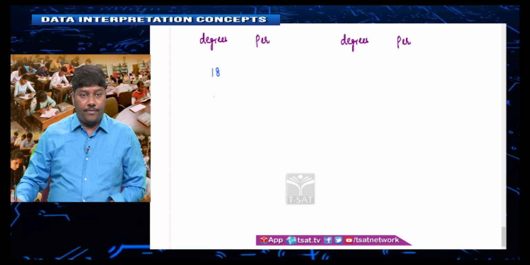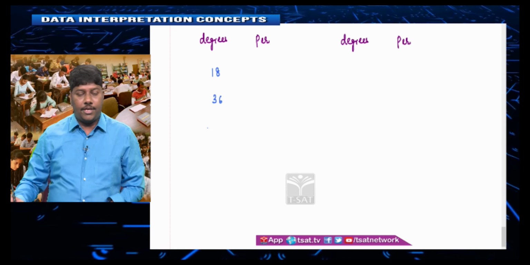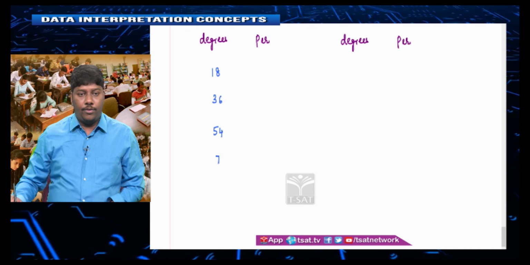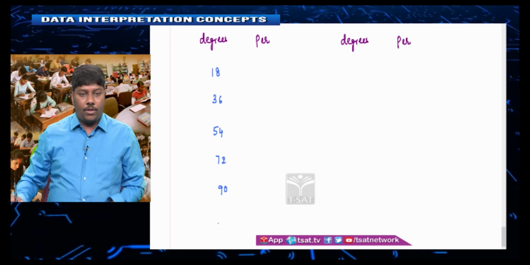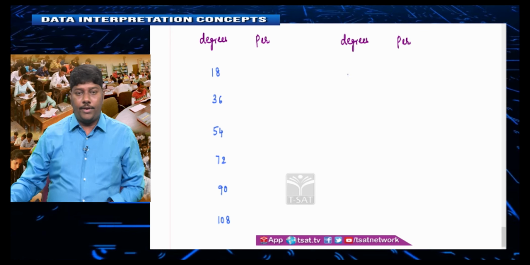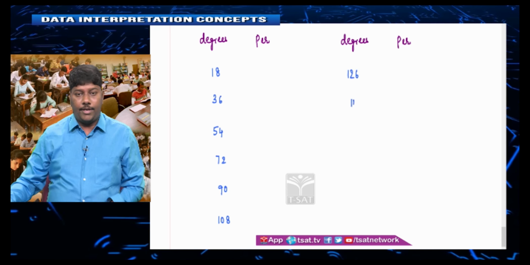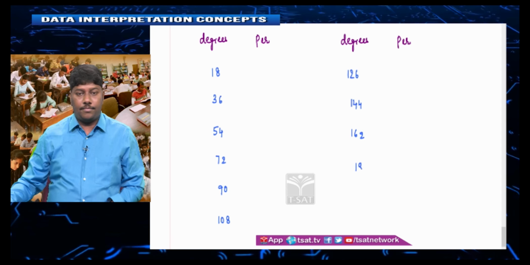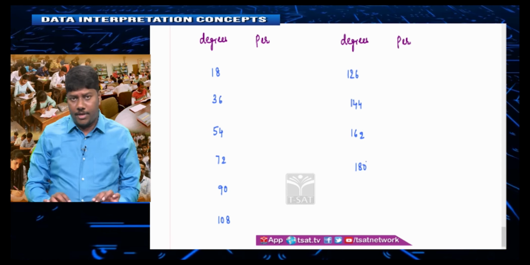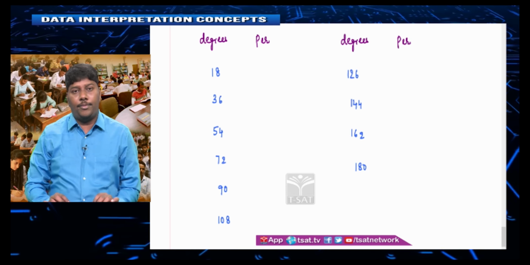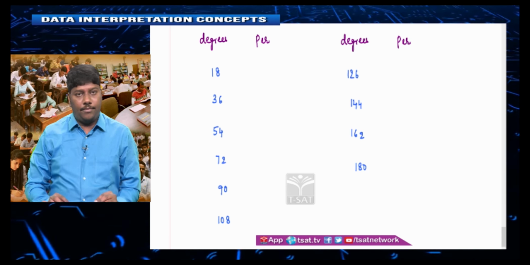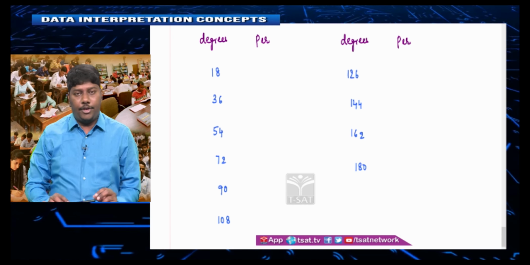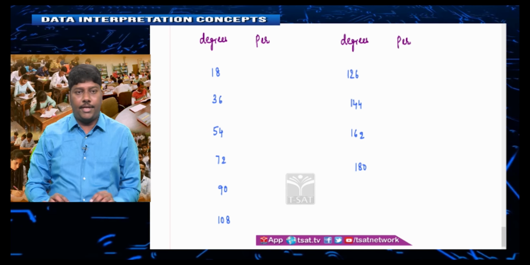The 18 table is very important in terms of data interpretation and also in time and work. 18, 36, 54, 72, 90, 108, 126, 144, 162, 180. I want you to know each and every number in the 18 table. It will be very helpful. The moment I give you 162, what should come to your mind? 18 nines should come to your mind. The moment I give you 108, 6 should come to your mind, because 18 sixes.